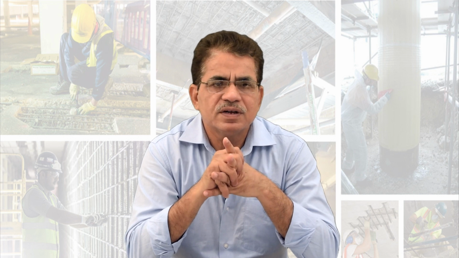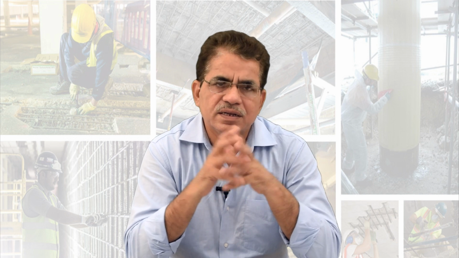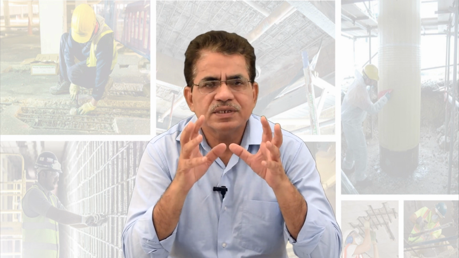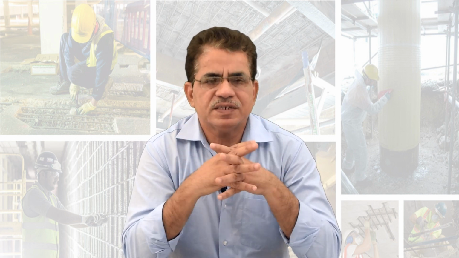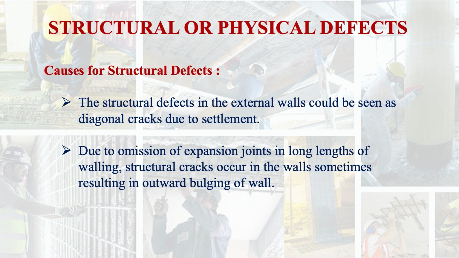Because if heavy vibrations are there, then it may cause problems in the structure, nearby structures. The structural defects in the external walls could be seen as diagonal cracks due to settlement. Due to omission of expansion joints in long length of walling, structural cracks occur in the walls, sometimes resulting in outward bulging of the wall.